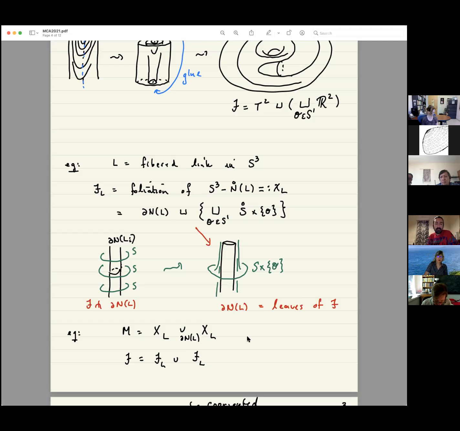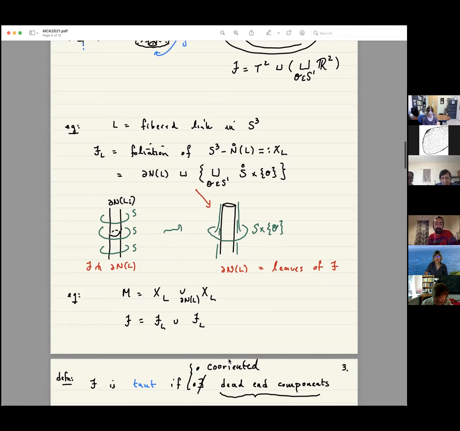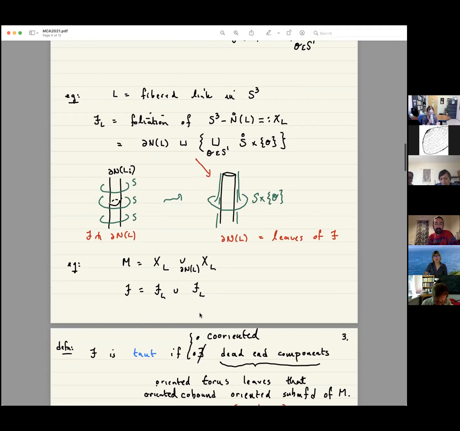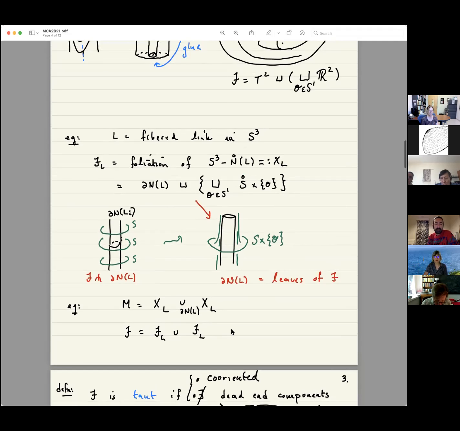Or of course, I could take two such pictures where I've spiraled things so that I have the boundary of the neighborhood of the link included in my picture, just glue along those tori, and you have a foliation of the thing you got by gluing together those two link complements.